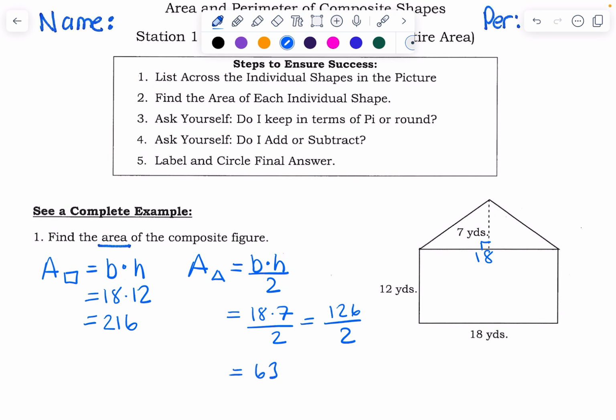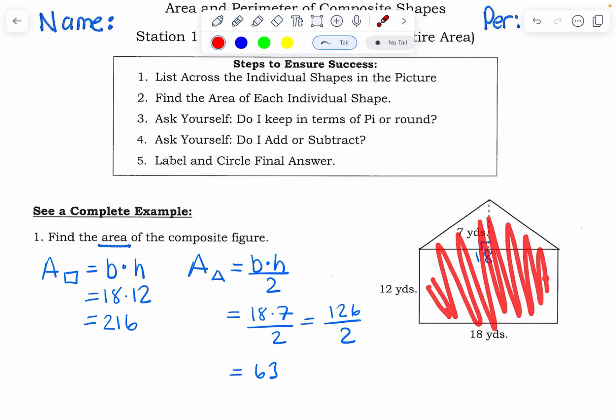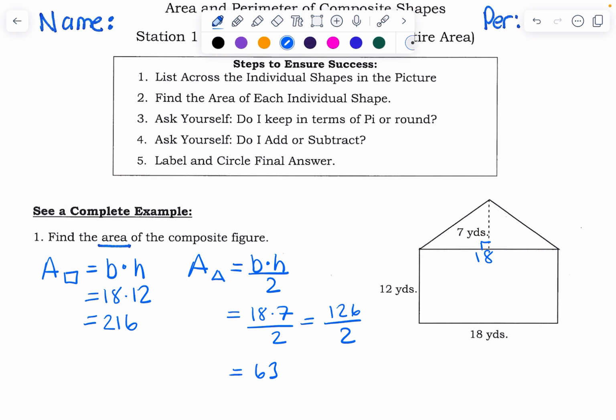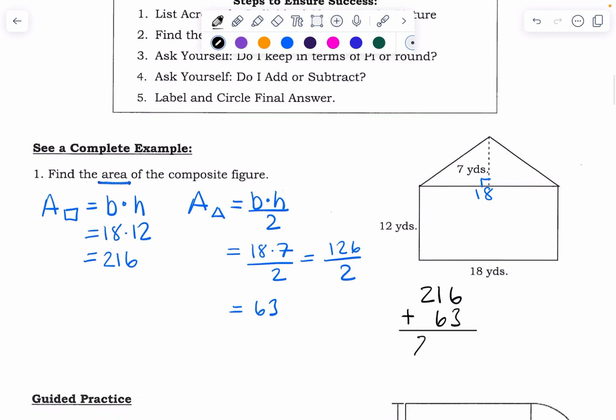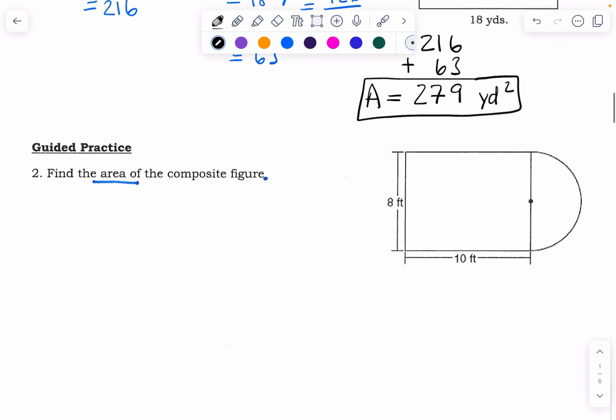So now, the whole thing is not really shaded, but it technically should be, because you're finding the area of the whole composite figure. So since we're finding out the area of the whole figure, we need to add 216 plus 63, and we would get 279, and that would be yards squared, and I'm going to put A for area, and I'm going to box it. All right, moving on to number 2.